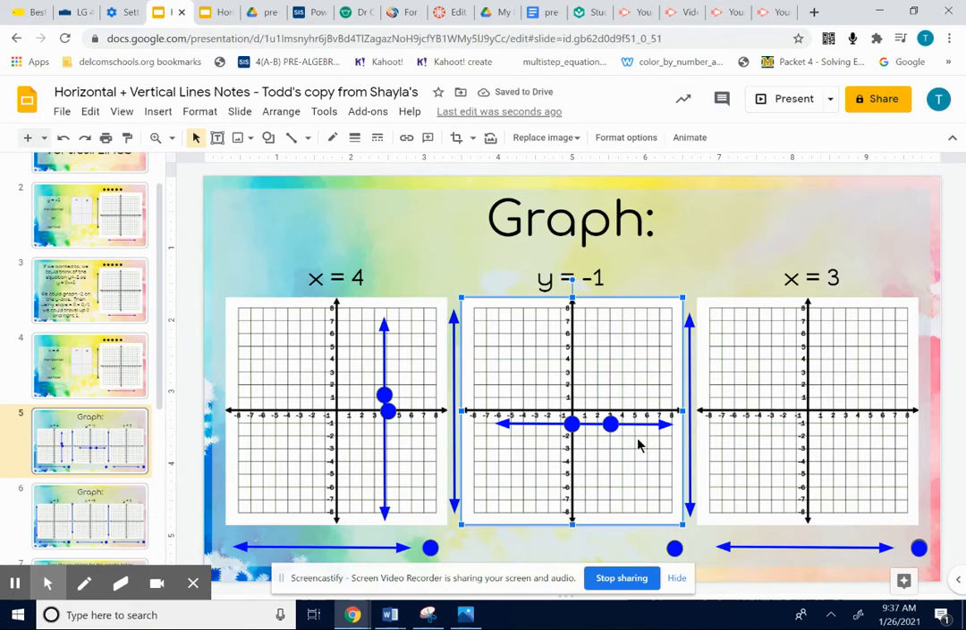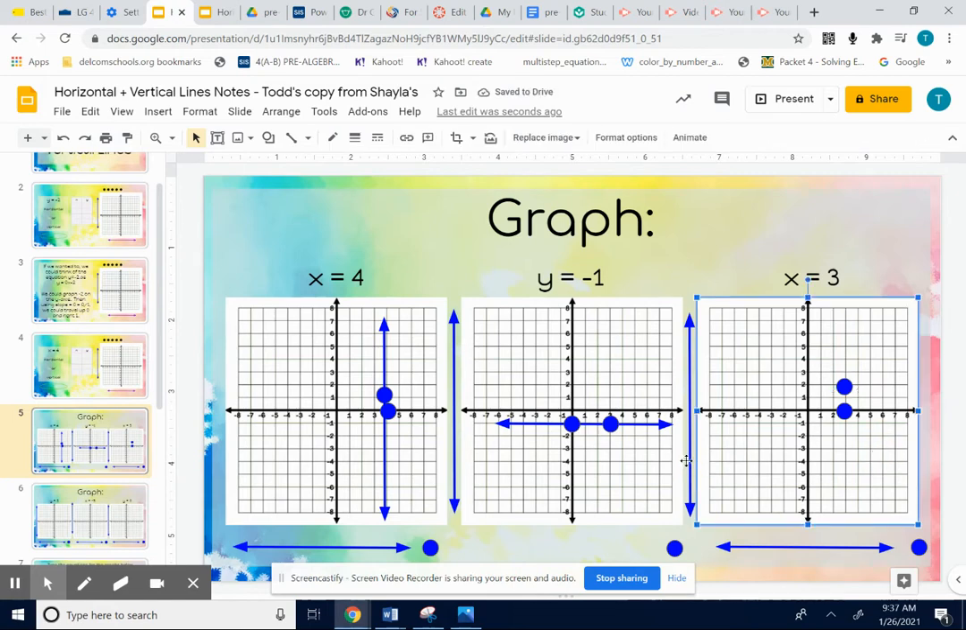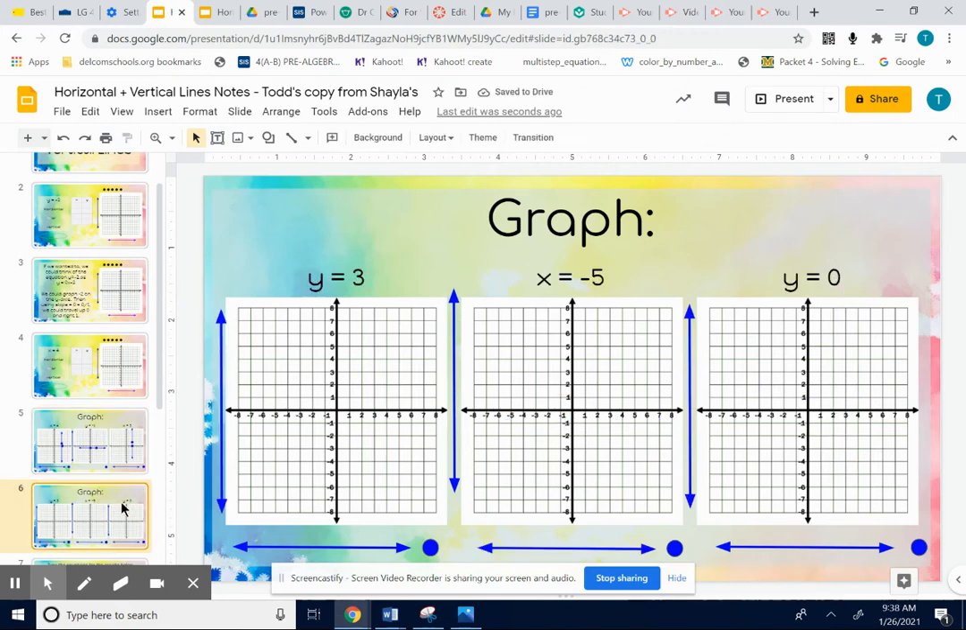Okay, x equals 3. Think about points that have an x coordinate of 3, like (3, 0), like (3, 2). Those are perfect, 2 points that have an x coordinate of 3. I can tell that's going to be vertical. Okay, the next slide. y equals 3. Find points that have a y coordinate of 3, like (0, 3) and (4, 3). So I can tell that's horizontal.